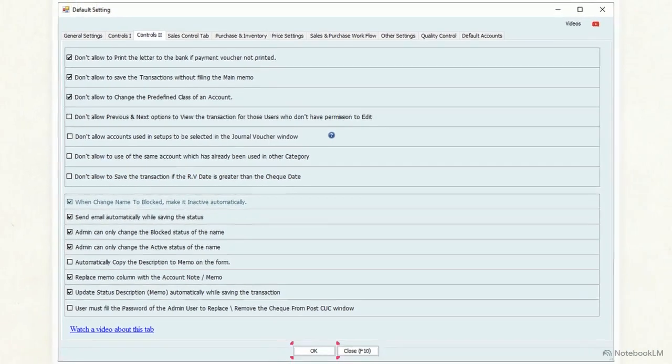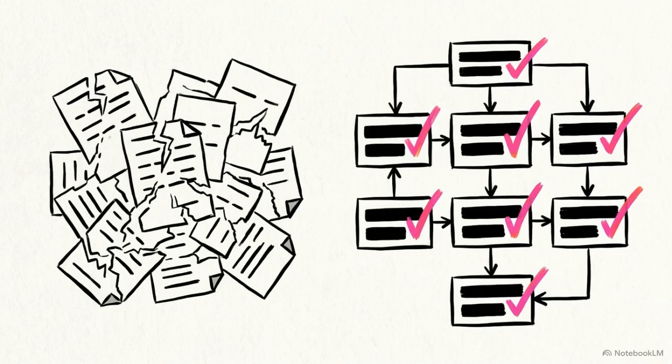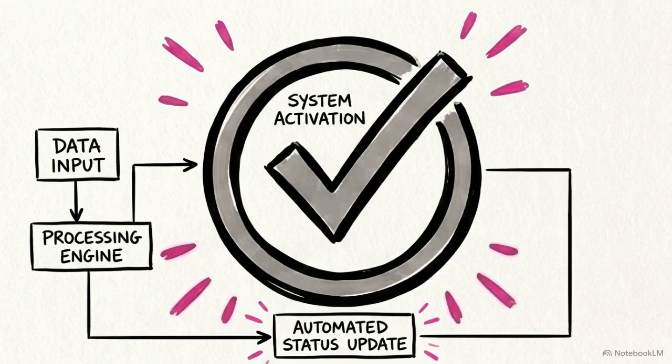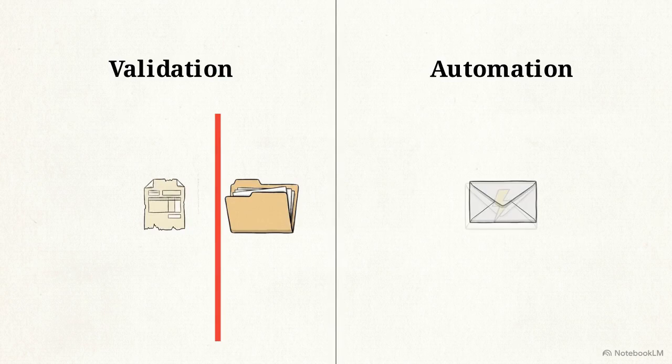Click OK at the bottom of the window to save your selections and activate the new controls. These automation steps reduce the need for manual status tracking and ensure that notifications are handled consistently by the system. Your global system defaults are now active. The transaction workflow is now restricted to prevent incomplete entries, and status notifications will trigger without manual intervention.